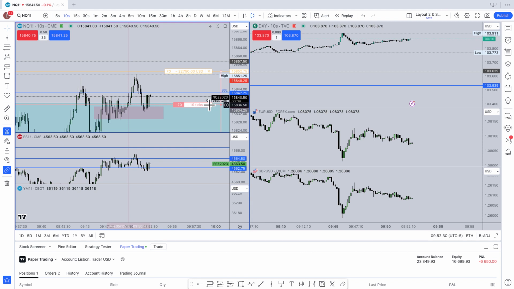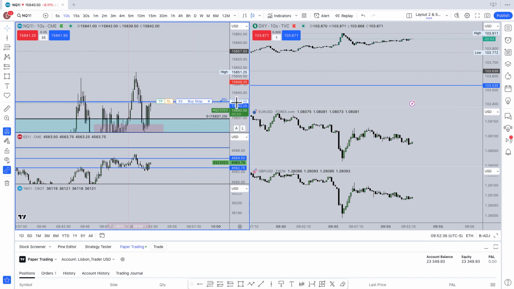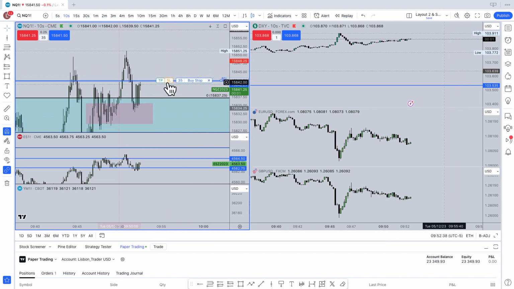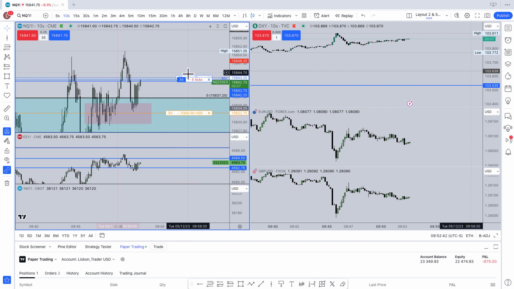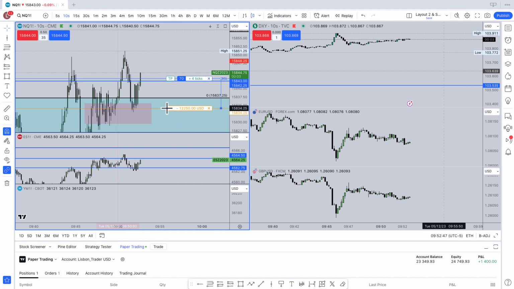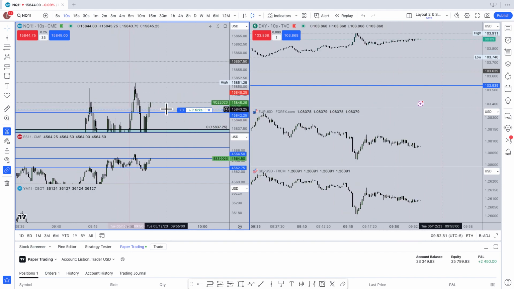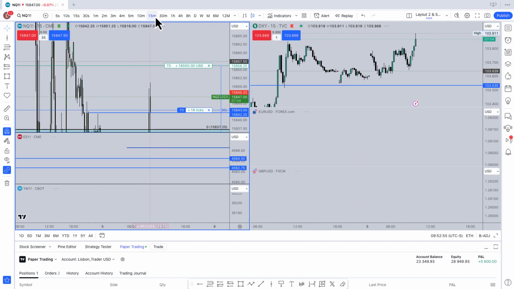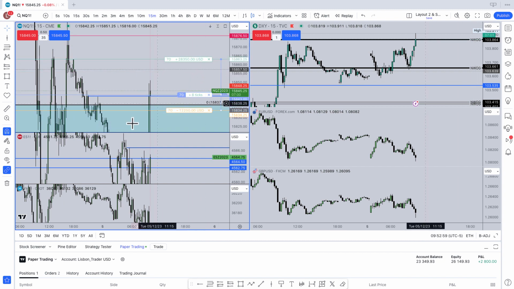No, it wants to resume higher. Let's put the buy above there. Put the buy stop. There, we are in. Let's take this week.